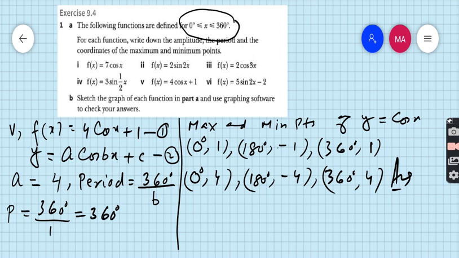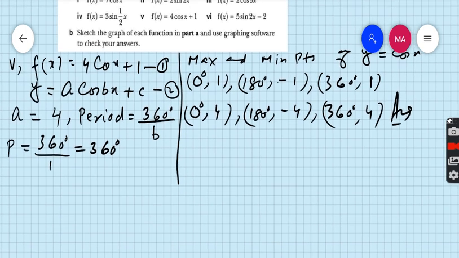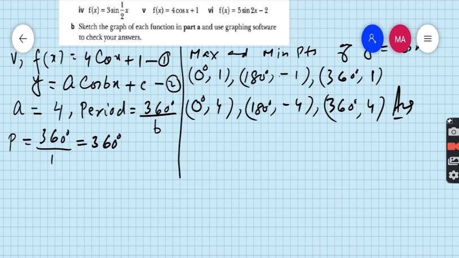And this is our final answer of maximum and minimum points. Next, it's time to draw the graph. Our points are 0, 4, 180, -4 and 360, 4. But as I told you earlier, we have to take more points.